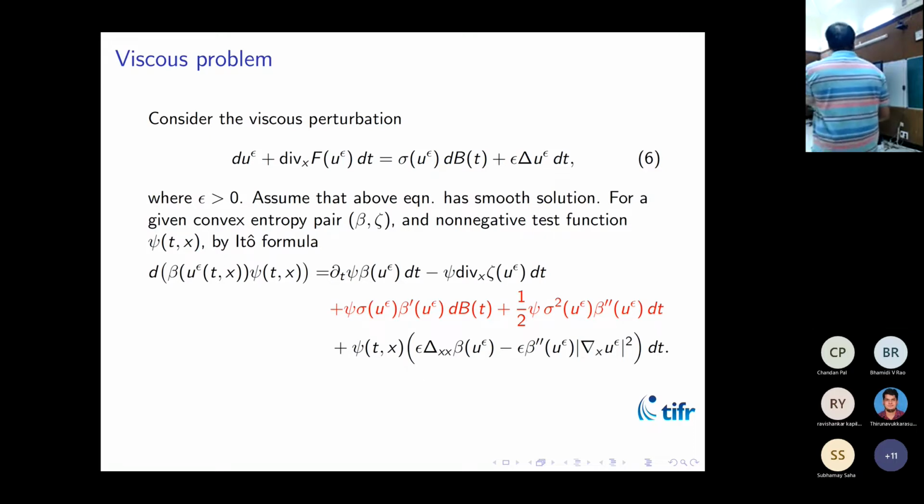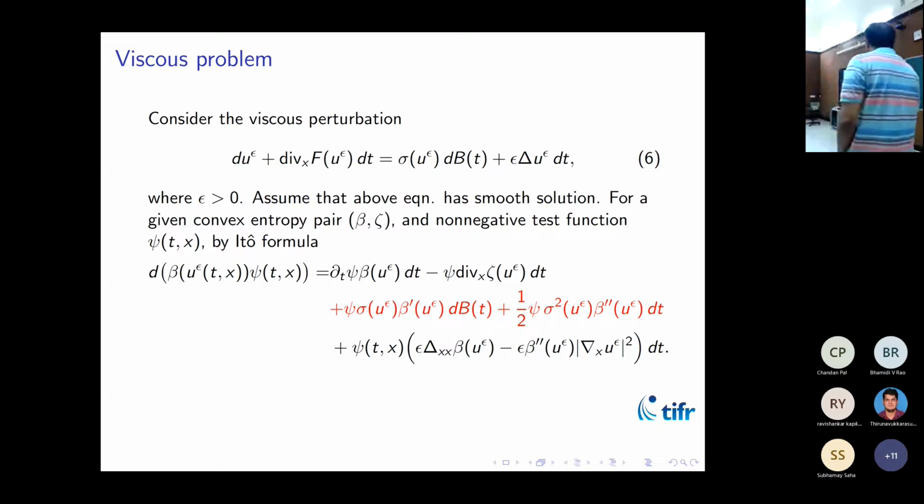This will require some simplifications and other things, but these red terms are because of the presence of noise. The first red term is the stochastic integral. The second is the Itô correction and so on, right? So those terms are going to survive there.